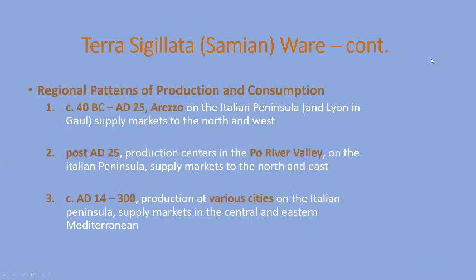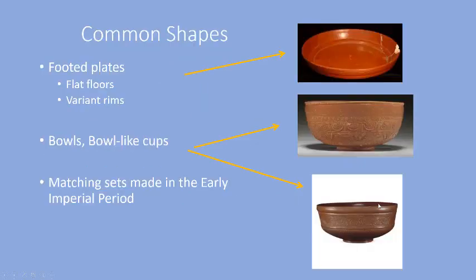Lots of regional centers of production and consumption when it came to terra sigillata. And those centers often change through time. So here are examples of different parts of the Roman world that were centers of creating this particular type of pottery and the times that they created them. And I'll leave that to you to read if you choose to later. Some common shapes.